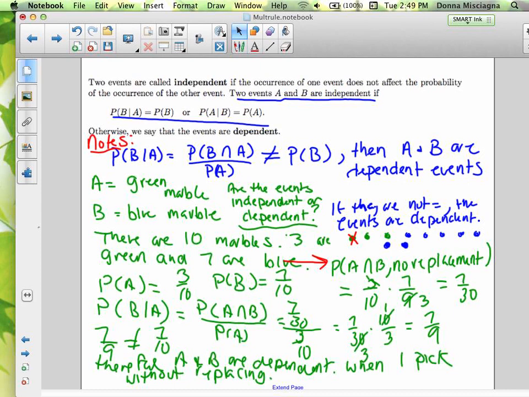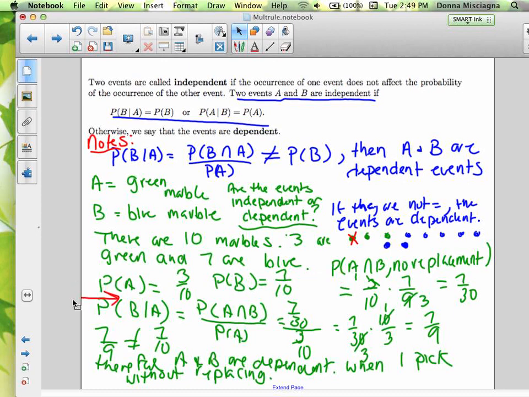We could reduce the 3's right here. So 3 divided by 3 is 1, and 9 divided by 3 is 3. And now we multiply across. 1 times 7 is 7. 10 times 3 is 30. So the probability of A and B, no replacement, would be 7/30.